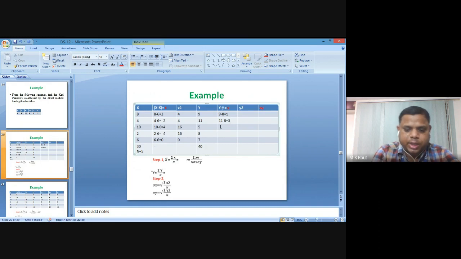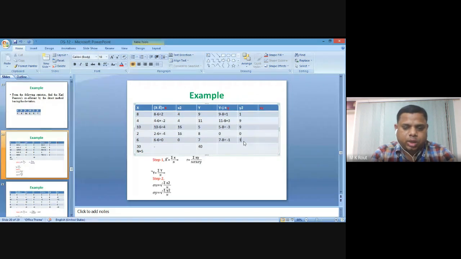The next one is 5 minus 8, that equals minus 3. Next one is how much? 8 minus 8, that is 0. 7 minus 8 equals minus 1. Then after that directly go for squaring of y, that is 1. This one is 9. Next one is 9. The fourth row is 0. The last one is 1.